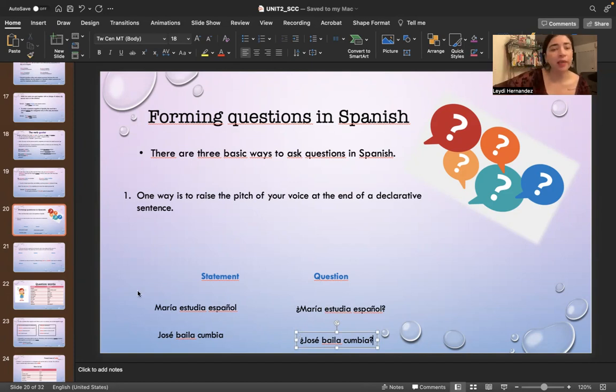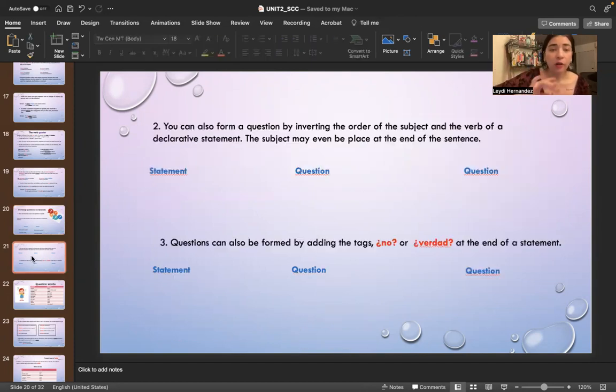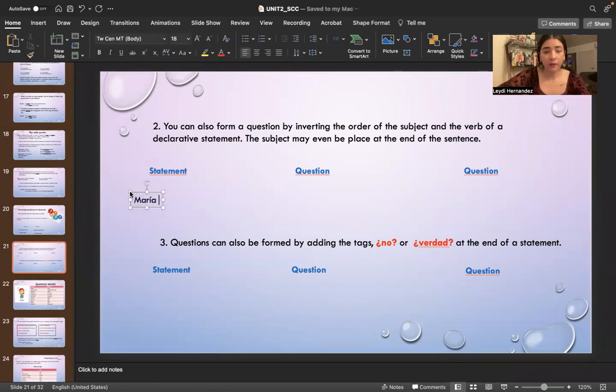Okay. Now, the second form of making a question in Spanish is inverting. We have to invert the subject with the verb. So let's think of the same statement. María estudia español. That is my statement.